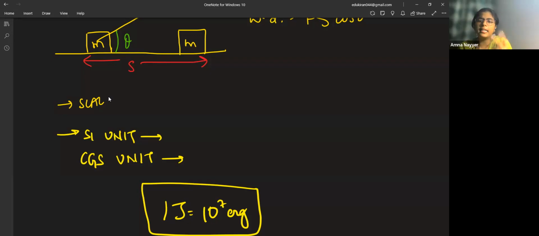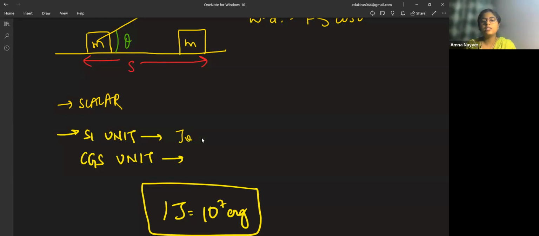The entire lesson is based upon scalar quantities, except for force, which is a vector quantity. Apart from force, you have displacement, energy and power, which are scalar quantities. So work done is also a scalar quantity. That's why this is a little easier.